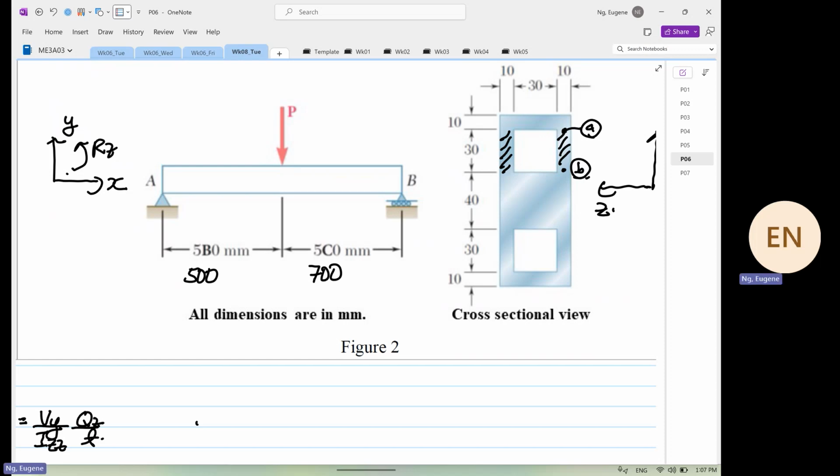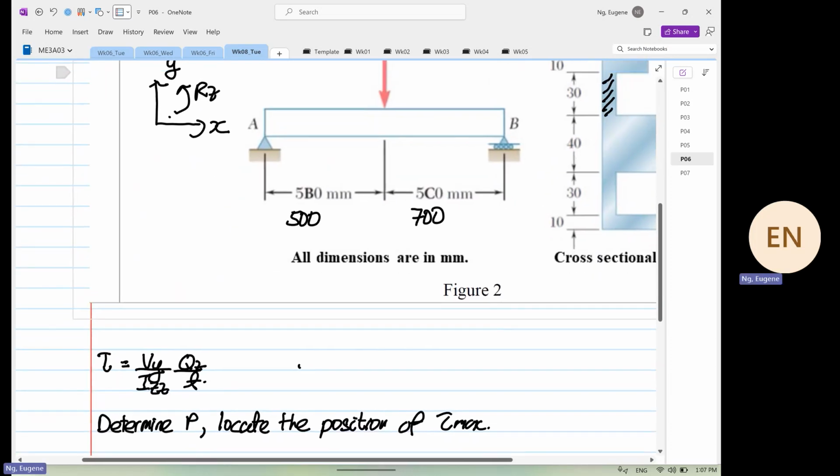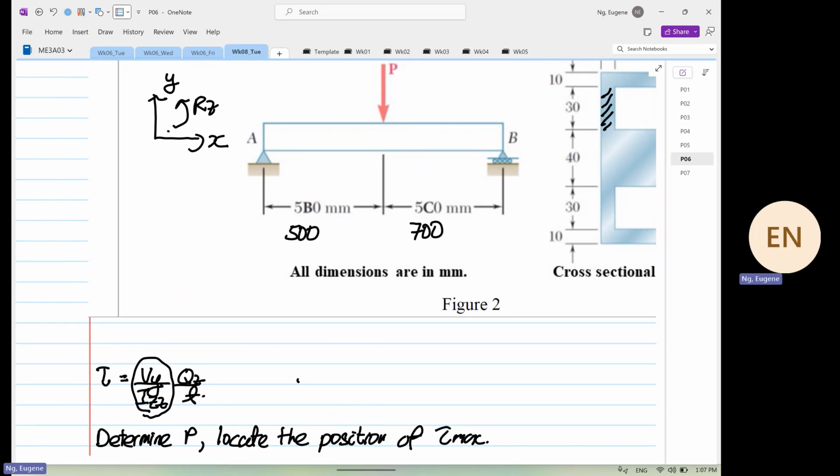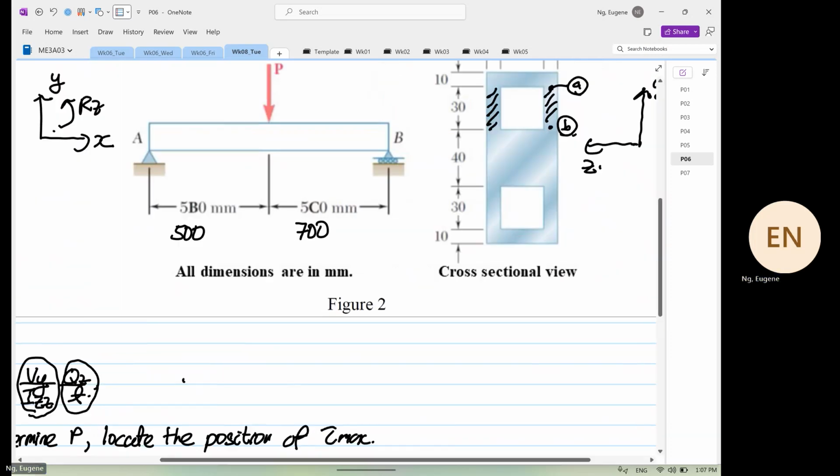So we are going to do the Q calculation again. Are we clear? Okay. So we know now we are still going to do the Vy over Izz. Okay. We are still going to do this. Don't worry. But now I want to focus on the QZ over T ratio. Are we clear?